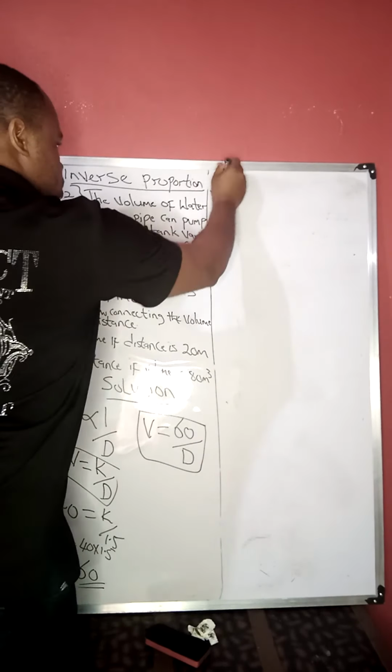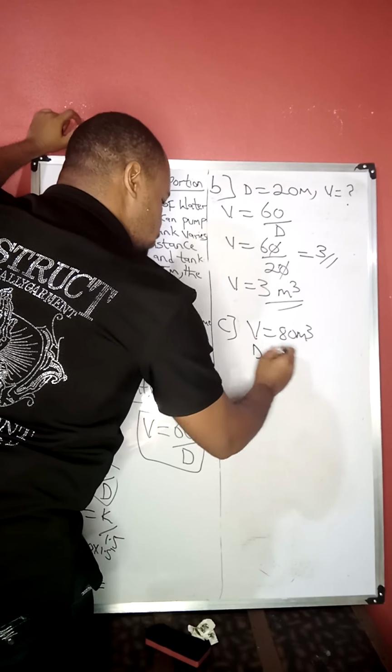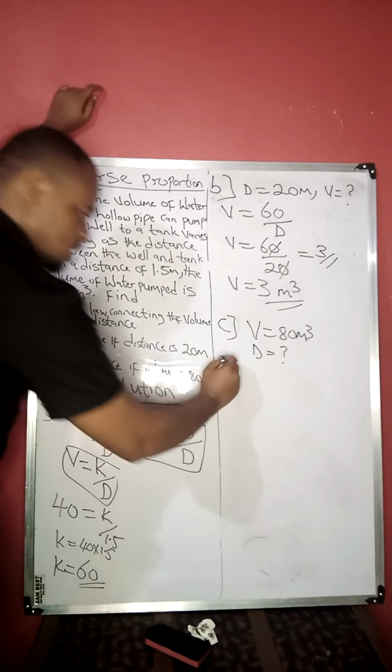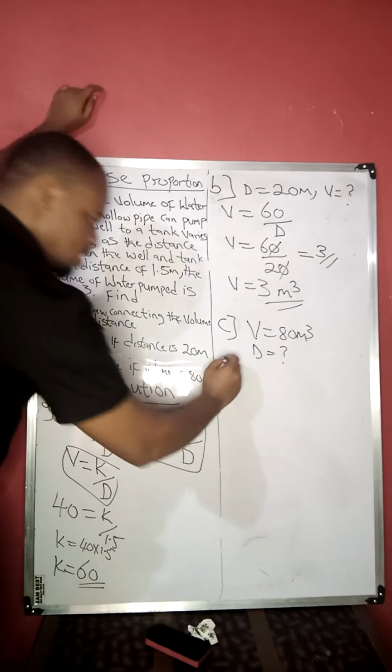The C part of the question says what? I should look for the distance if volume is 80 meter cube. In the C part, they gave us V as 80 meter cube and asked us to find D. We don't know what D is, but we know the relationship, which is this. You always write your relationship, V equal to 60 over D. So anywhere I see V, I put what? 80. 80 equal to 60 over what? D is unknown. We are looking for D.